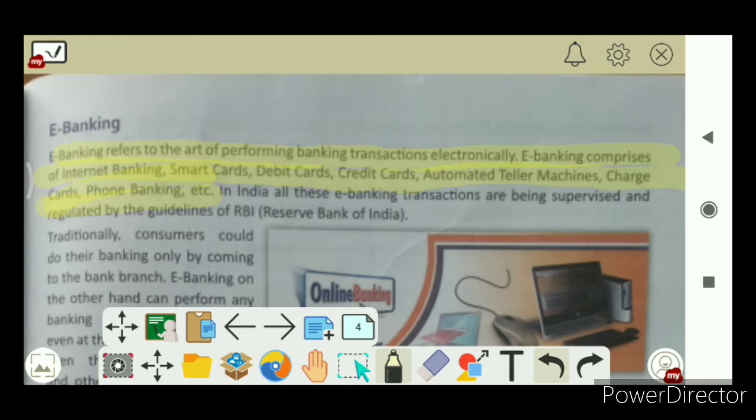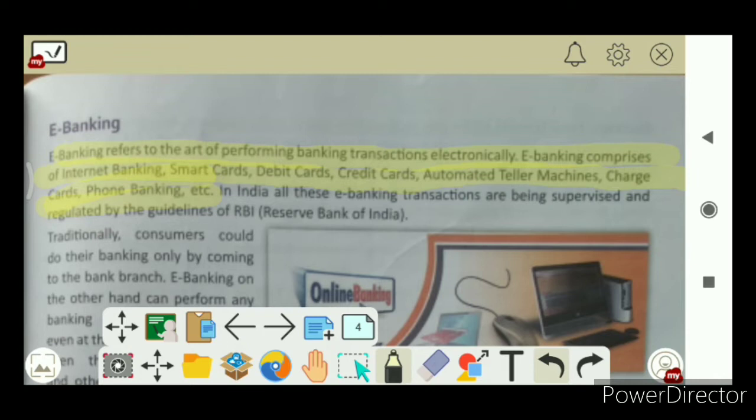What do you do in banking? You transfer money from one bank account to another bank account, you pay some amount to anyone. There are many things that you can do, and all these things can be done over the internet by means of e-banking. So if you perform banking activities over the internet, then this is known as e-banking, right? So here it has been written, e-banking refers to the art of performing banking transaction electronically.